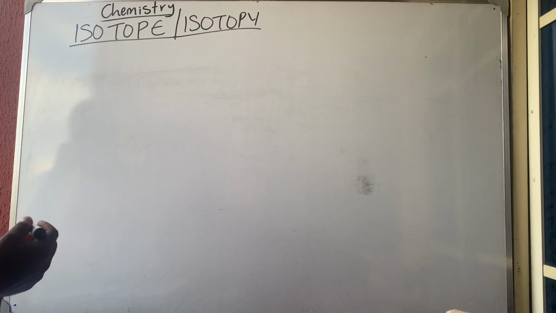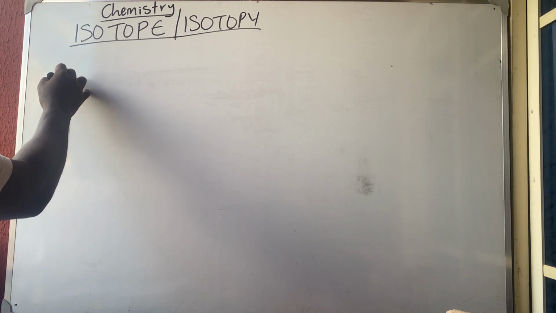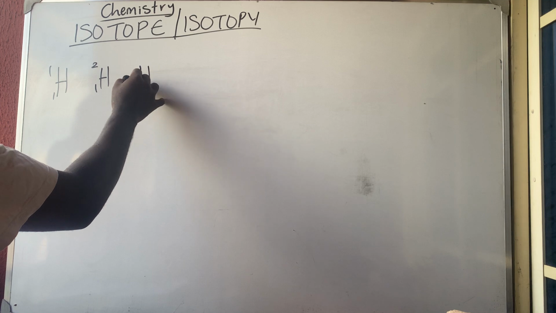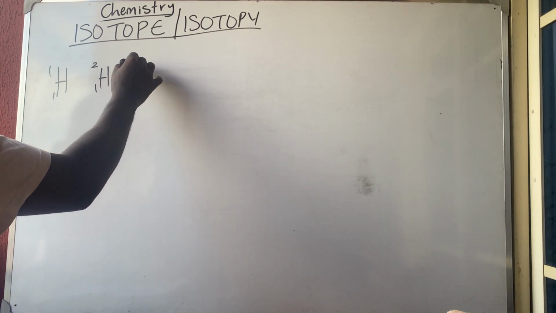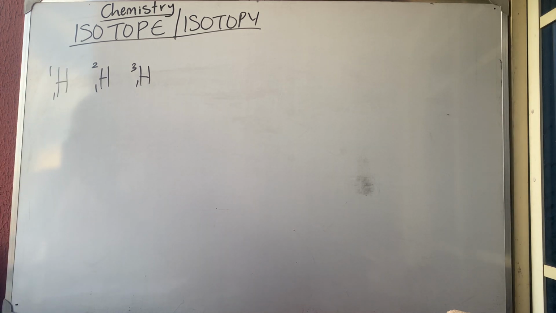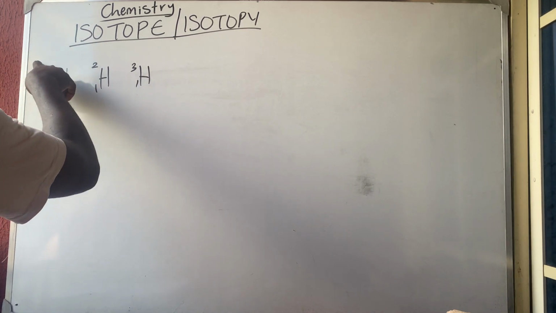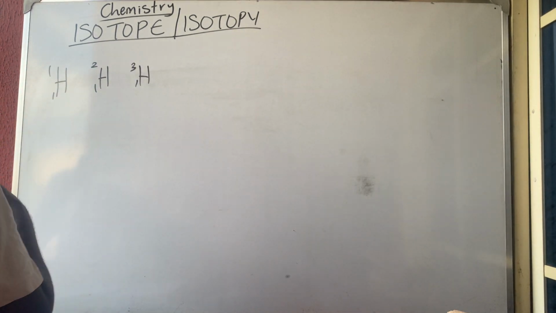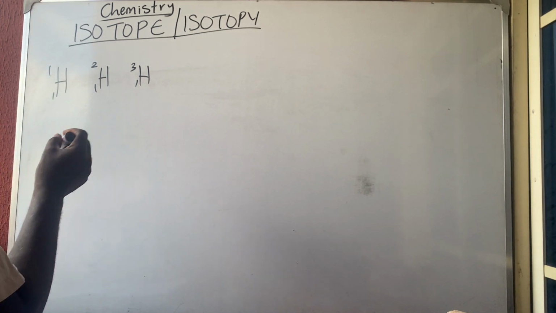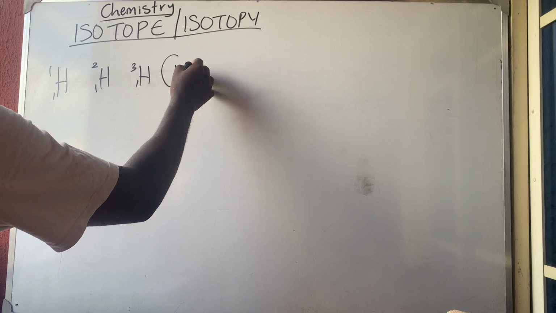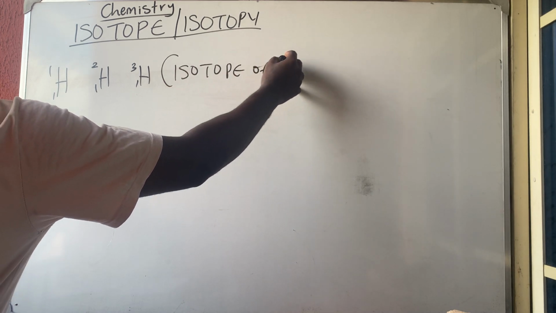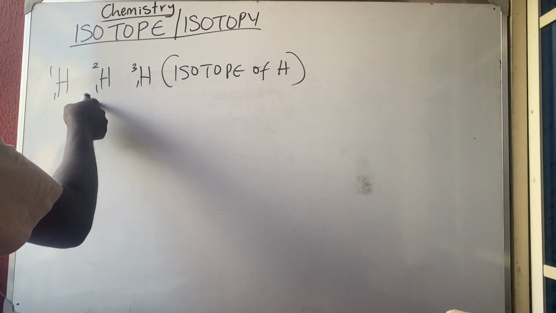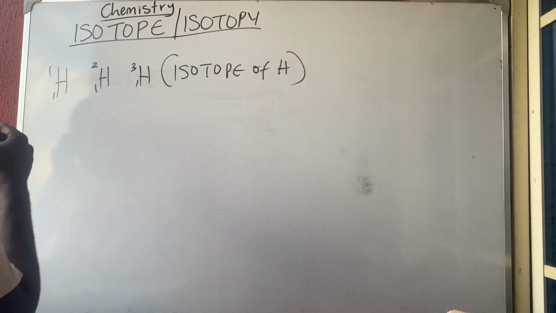When you have, for example, let me show you something like this. H11, H21, H31. Now, if you look at this, you see that these atoms have the same atomic number but different mass number. So whenever an atom has the same atomic number but different mass number, that atom is called an isotope. So these are isotopes of hydrogen. Okay? So isotopy is the phenomenon whereby these atoms have the same atomic number but different mass number.